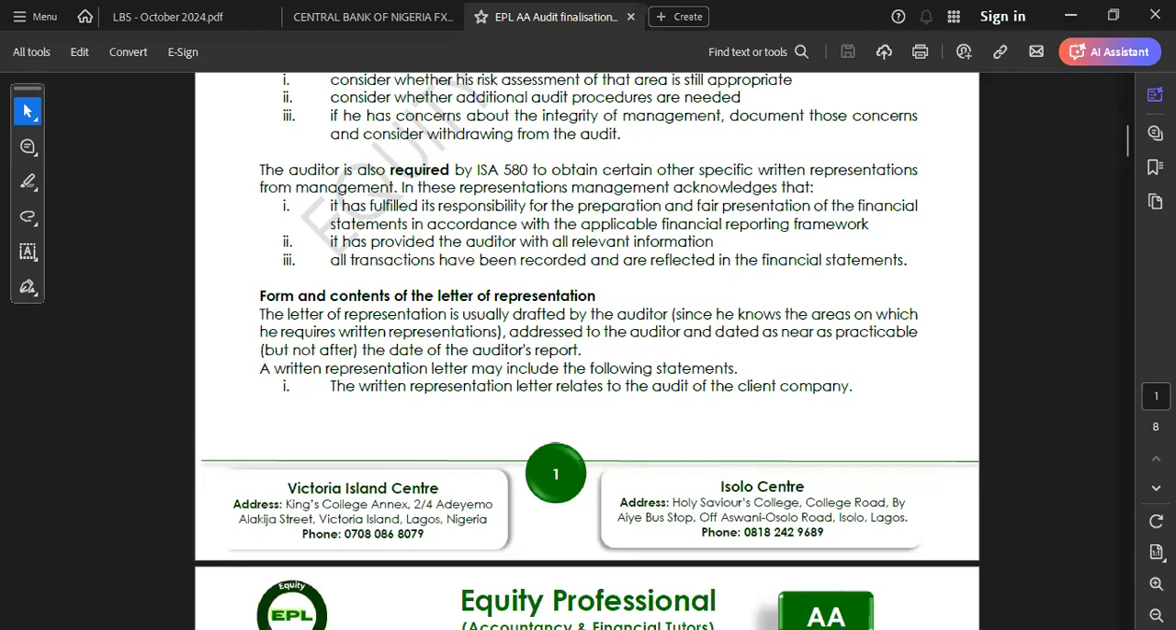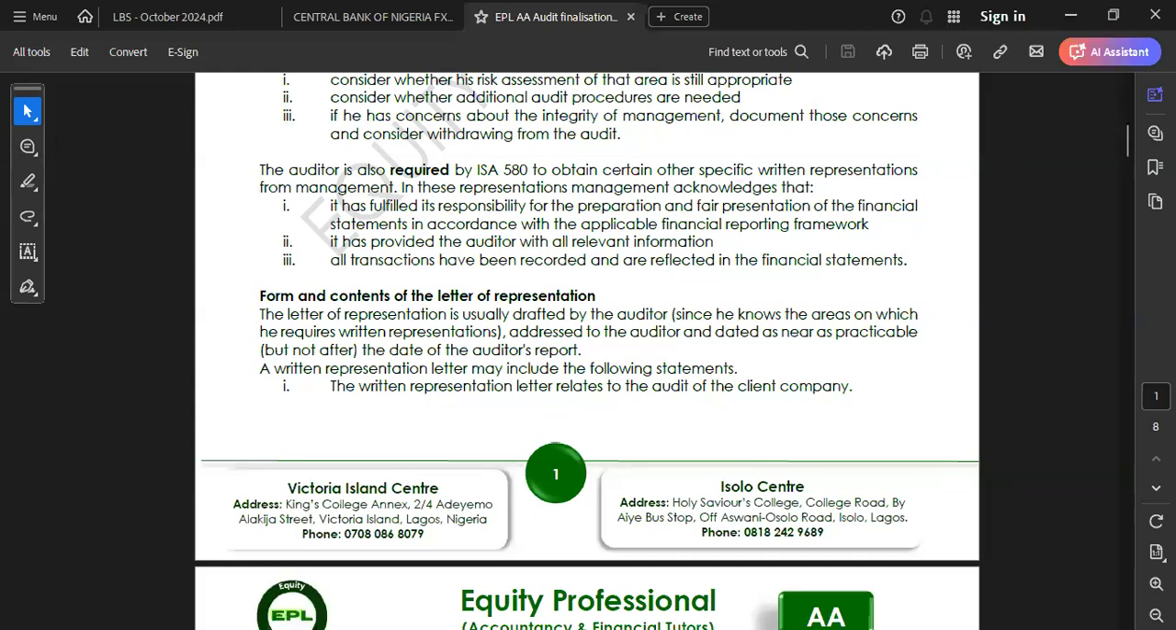Number one, management needs to state that it has fulfilled its responsibility for preparing the financial statements, and that the presentation is fair and in accordance with the applicable financial reporting framework. So it's not just enough to say we are responsible for the financial statements. Management must be able to say that they are responsible for the preparation and fair presentation of the financial statements. This has to be stated. This one is not even verbal.